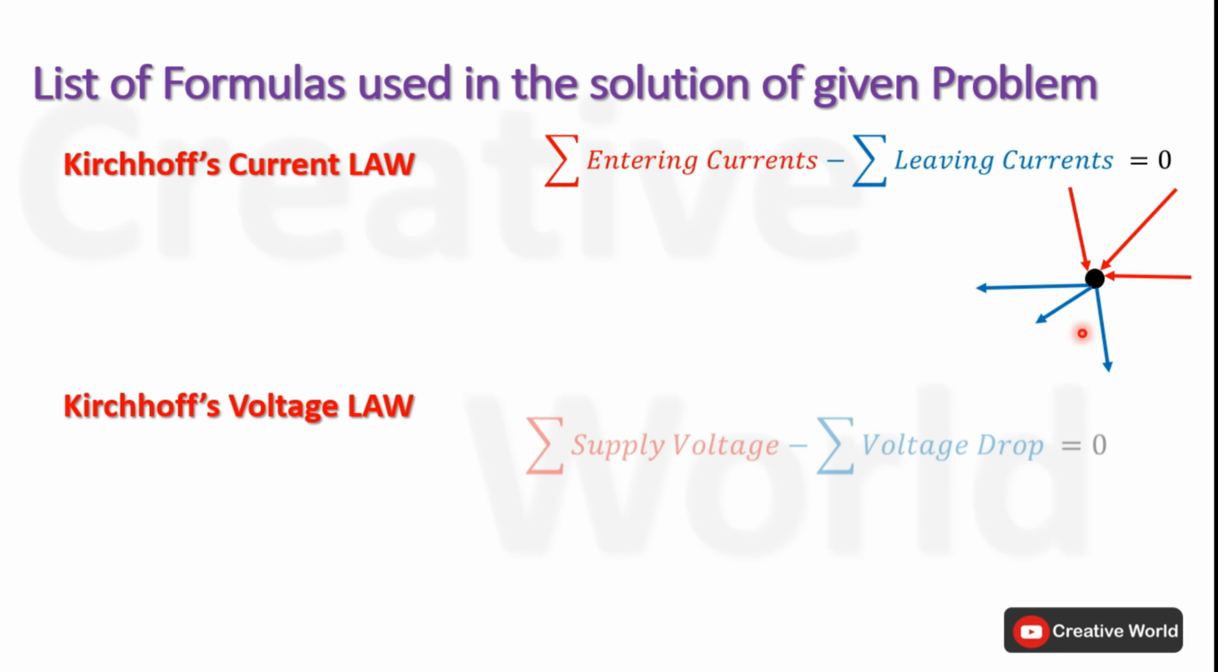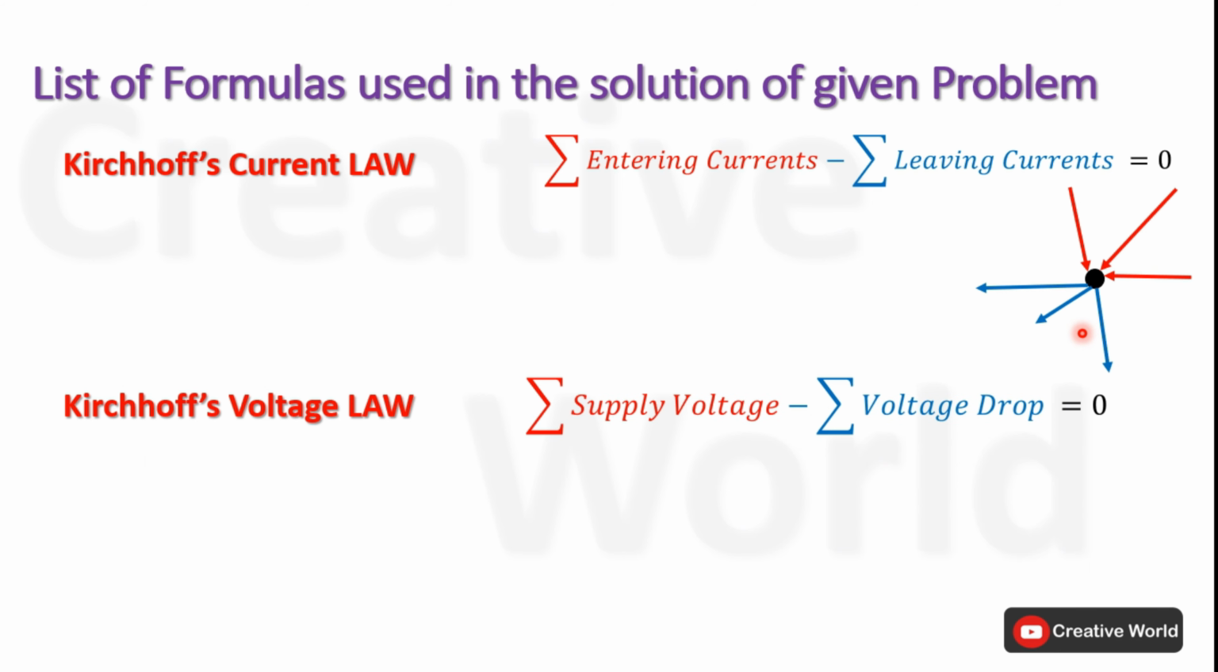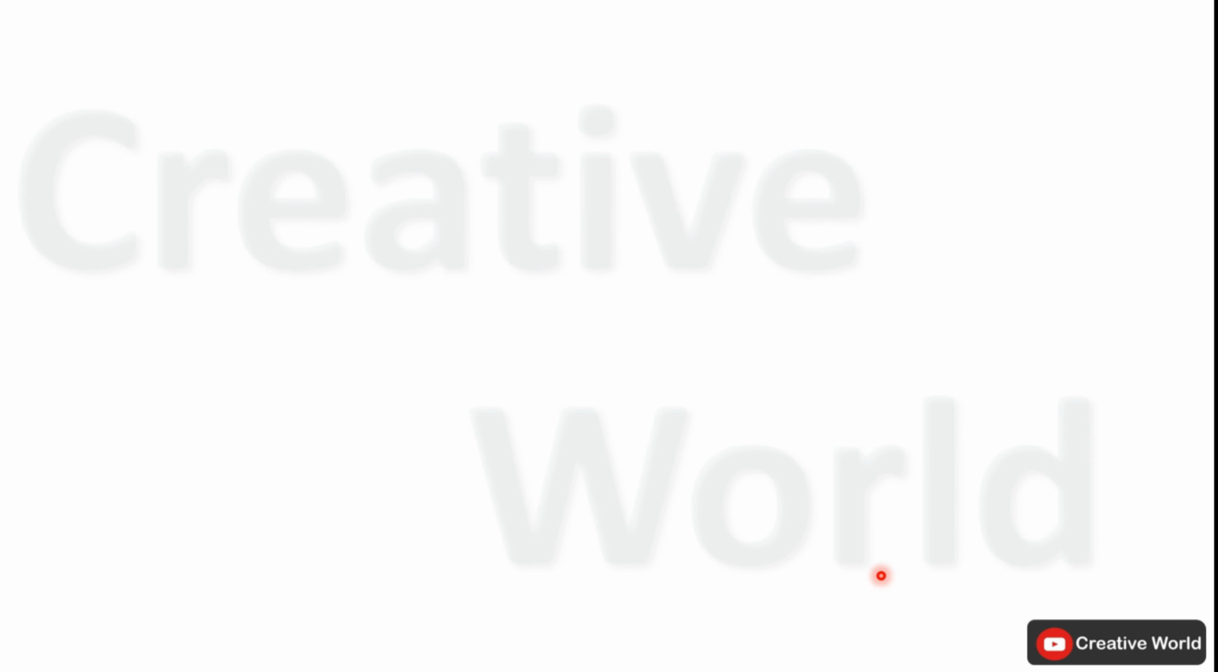According to this law, a cumulative supplied and dropped voltage across circuit elements in a closed loop is always equal to 0. Ohm's law will also be utilized while solving this problem. According to this law, voltage across any resistance R is the product of current through it and the value of resistance itself. Now move towards the problem.